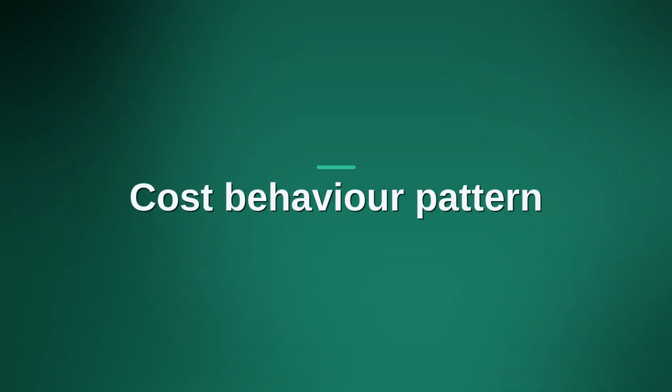This Z example shows the core cost behavior pattern. Total variable cost rises in line with output. Total fixed cost stays constant for the period. Variable cost per unit is flat. Fixed cost per unit falls and total cost per unit declines as volume increases.